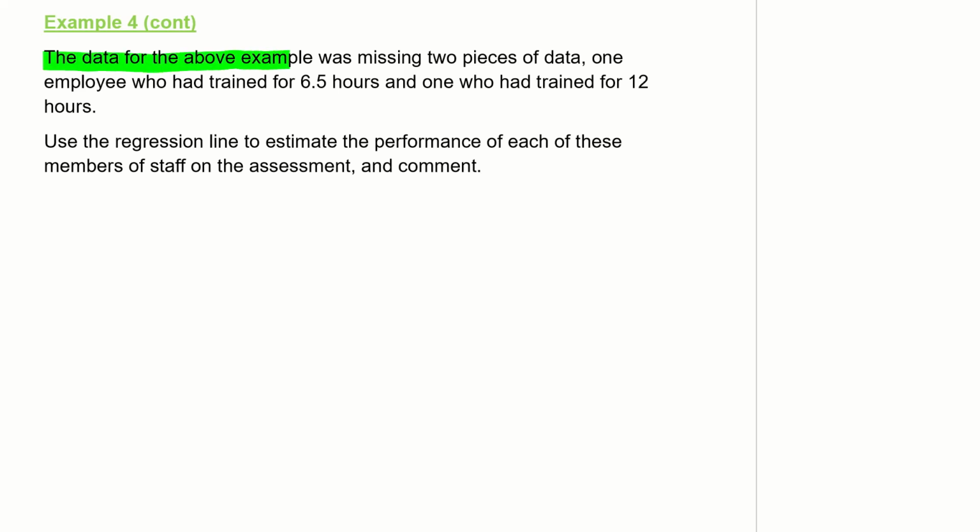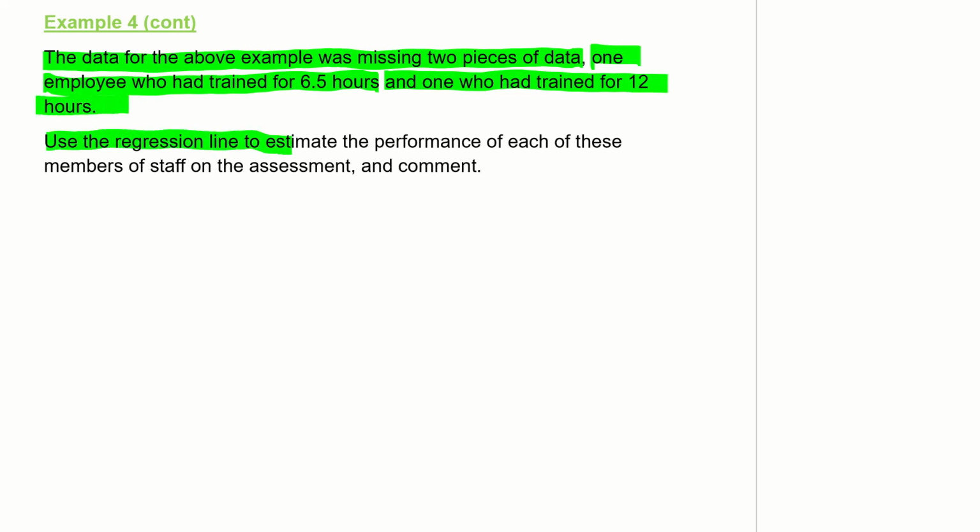The data for the above example was missing two pieces of data. One employee who had trained 6.5 hours and one who had trained for 12 hours. Use the regression line to estimate the performance of each of these members of staff on the assessment and comment.